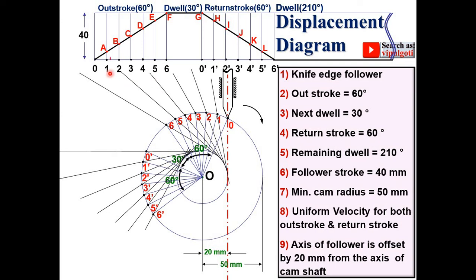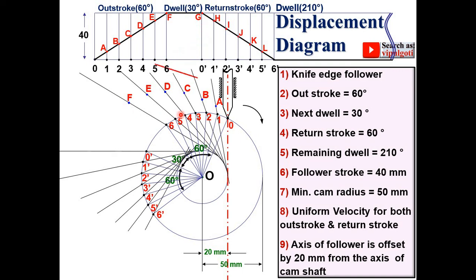Now you have to transfer this distance 1a on this line. Then transfer this distance 2b on this line. With the help of the compass you can do it. Next transfer this 3c distance on this line. Next transfer 4d distance on this line. Next transfer 5e distance on this line. Next 6f distance.